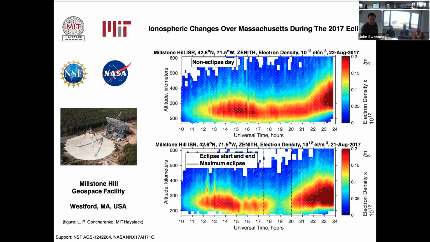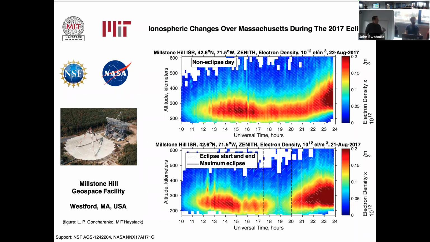So at the incoherent scatter radar, you can see the difference between an eclipse day and a no eclipse day. This is the zenith antenna, so it's pointing directly up. Now we were, I believe, about 60% occulted, blocked at Haystack during the eclipse. And so you do see a huge drop in the electron density between UT 18 and UT 20, and that's to be expected.